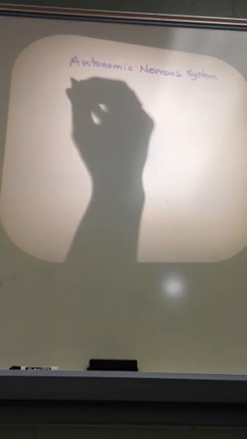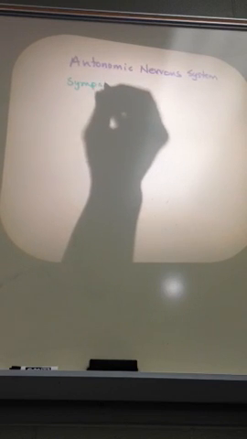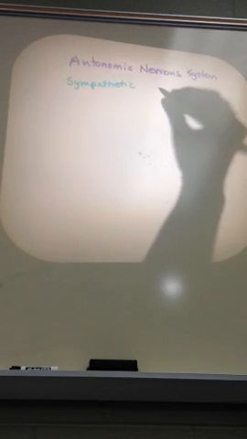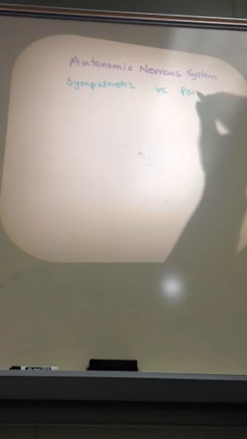The autonomic nervous system is the nervous system in control of all involuntary muscles and glands in your body. And the autonomic nervous system is divided into two subdivisions, which are called the sympathetic nervous system versus the parasympathetic.